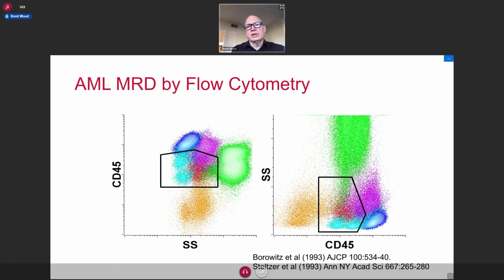So by focusing our attention in this area and excluding the events outside of this region, we can remove a large number of the relatively more mature cells that are very unlikely to represent leukemia and focus our attention on early stages of maturation within normal bone marrow and blood.